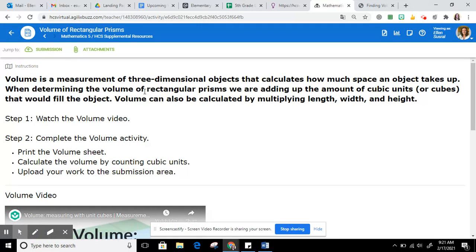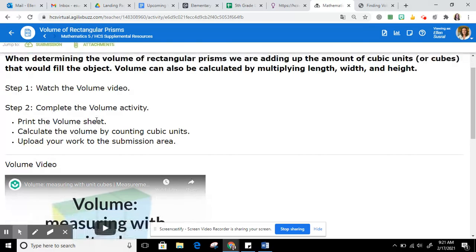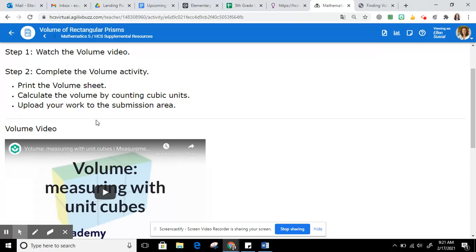This is right here. This top part is just going to talk to you about what volume is, and how it's adding up the cubic units that fill the object. And it can be calculated by multiplying the length, the width, and the height. You're going to watch the video for step 1, and then step 2, you're going to complete the activity.